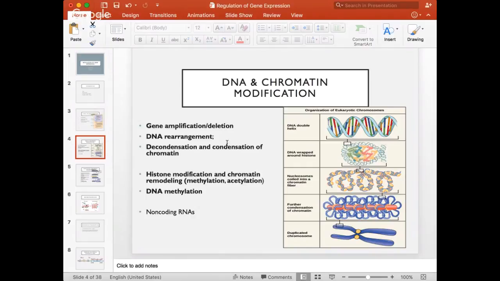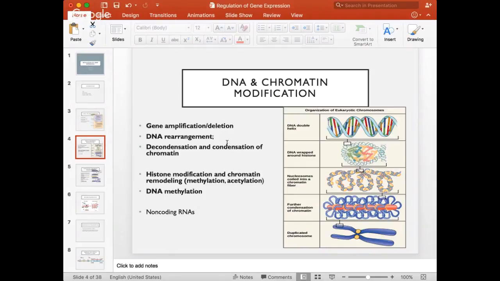Also, DNA rearrangement creates different antibody genes with a mechanism involving enhancers. So the next one is going to be decondensation and condensation of chromatin.